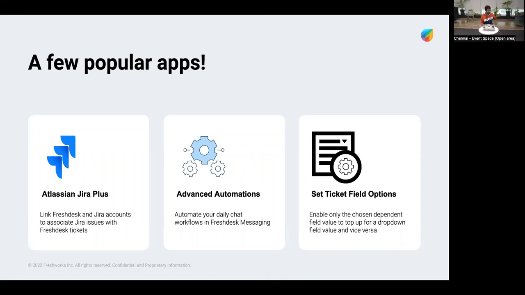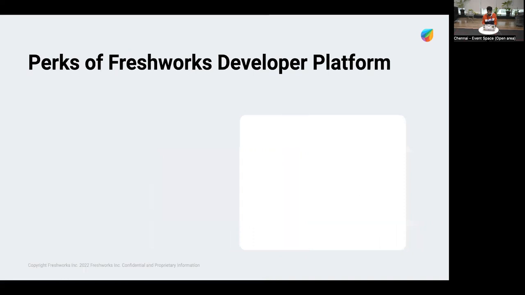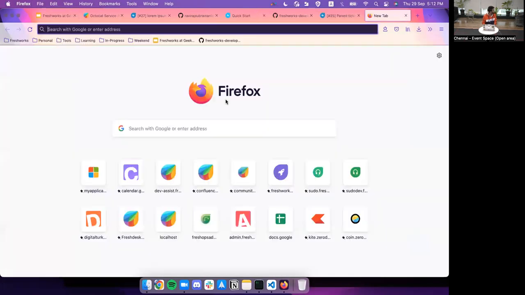The ticket field options is also another app that you could use to customize or modify the statuses of a few tickets or something. You'll get to understand more about this when you look into the apps portal itself. All right, so then I'll quickly show you what the marketplace looks like.